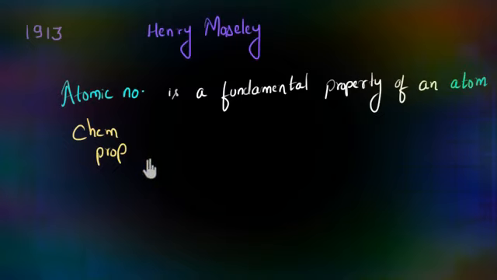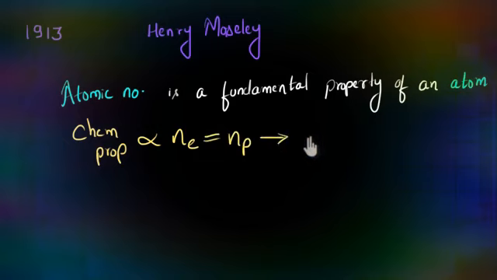And so the number of electrons that they gain or lose or share depends on the total number of electrons. So we can say that, in a sense, the chemical properties of the atom are dependent on the number of electrons in the atom. And we now know that in a neutral atom, the number of electrons is equal to the number of protons. And the number of protons is also called the atomic number.